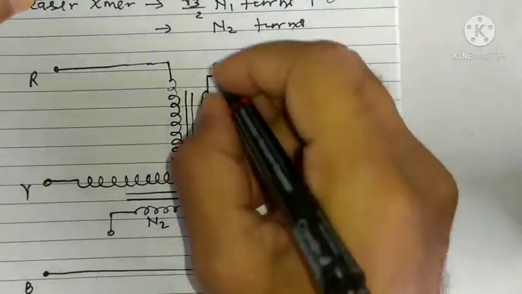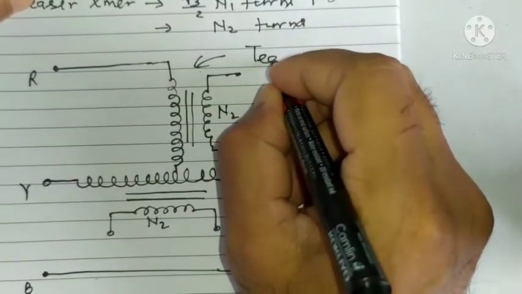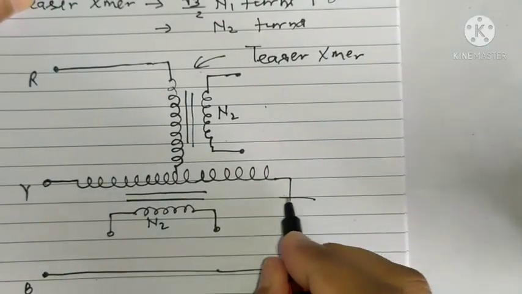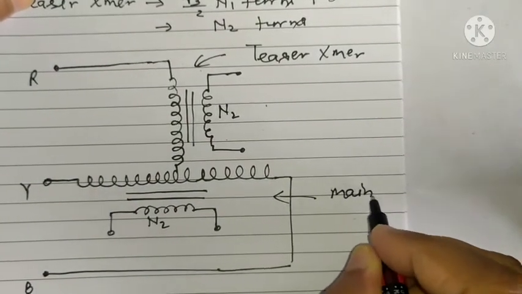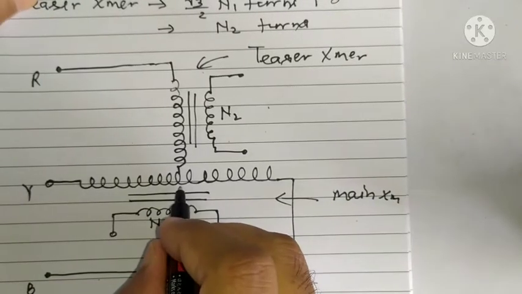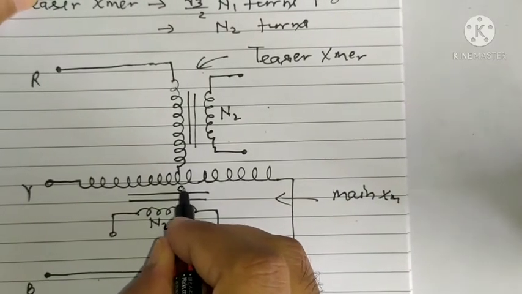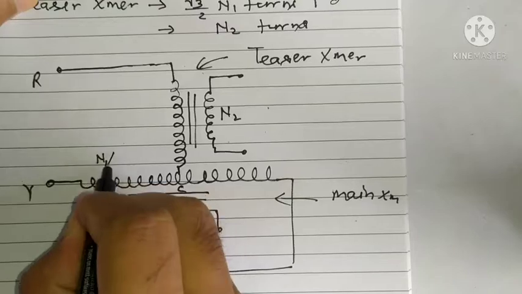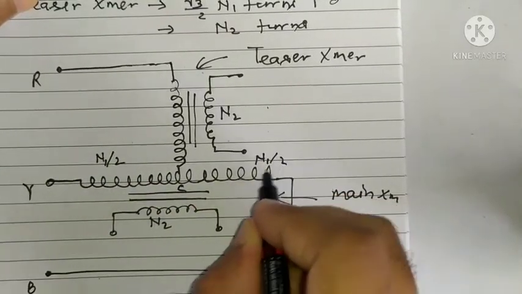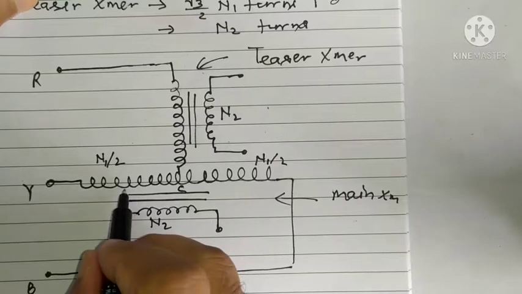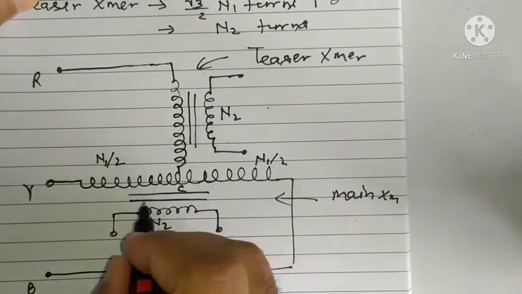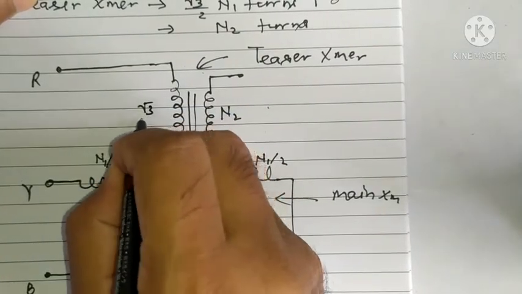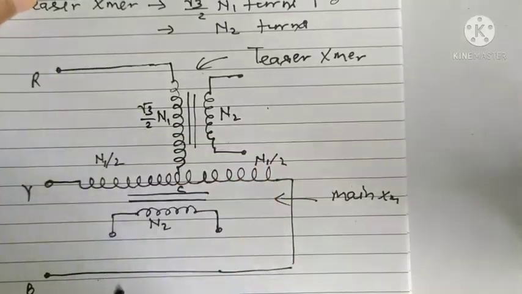Right. So this transformer is known as teaser transformer, and this transformer is main transformer. So it has center tap, therefore this is C point, and number of turns here will be N1 by 2, and here also N1 by 2. The primary winding will be divided into equal halves, and number of turns on primary of teaser transformer is root 3 by 2 N1.